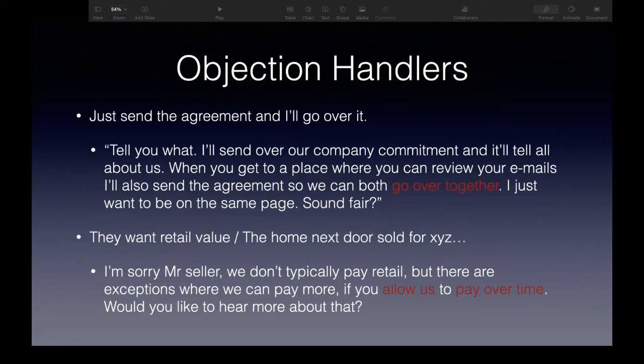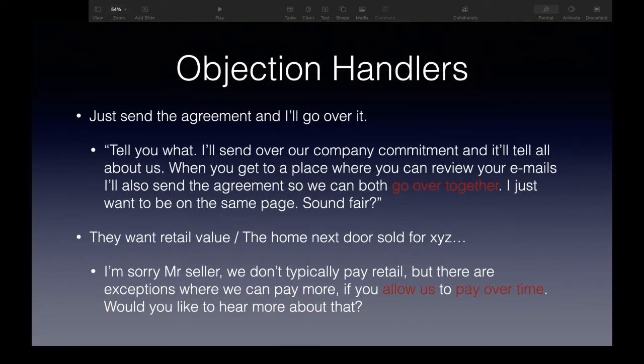If they want retail value and they say, hey, but the home next door just sold for $100,000: I'm sorry, Mr. Seller, we don't typically pay retail, but there are exceptions where we can pay more if you allow us to pay over time. Would you like to hear more about that? So this is what I was talking about with the high level stuff. If you allow us to pay over time, would you like to hear more about that? So the embedded command there was allow us to pay over time.